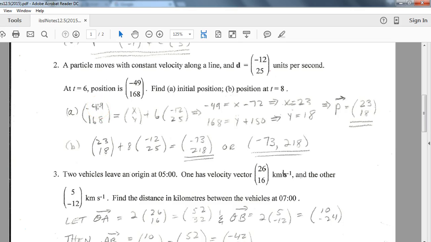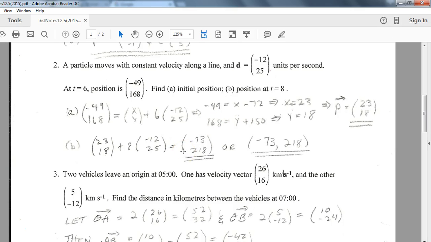So going down the line, we're going to have our future position. So negative 49 is equal to x plus 6 times negative 12. And if we clean that up, we get 23 for the x component, and then you can do the same thing for another parametric equation for the y component.